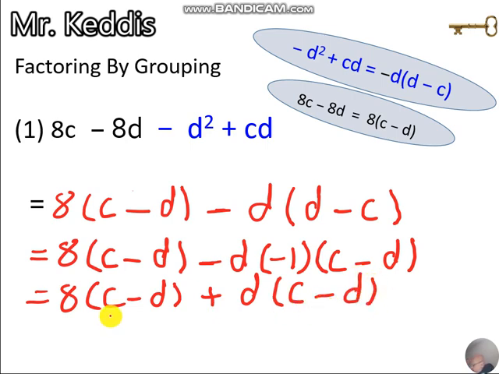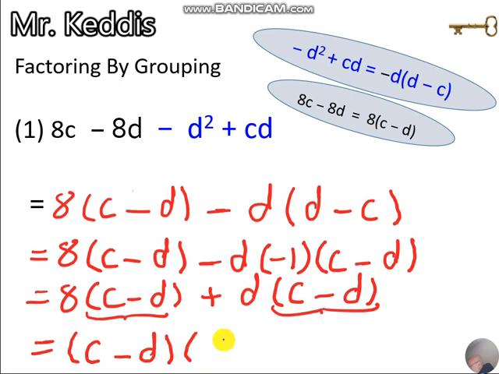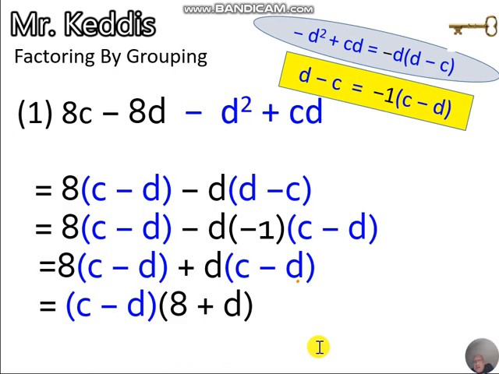I have c minus d as a common factor. Equal under equal: (c minus d) times (8 plus d). Please pause and take notes. This is the same question I just did. If you multiply c minus d times 8, you get the first term. If you multiply c minus d times d, you get the second term.